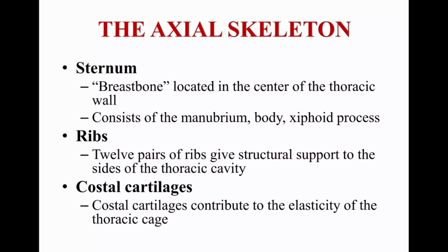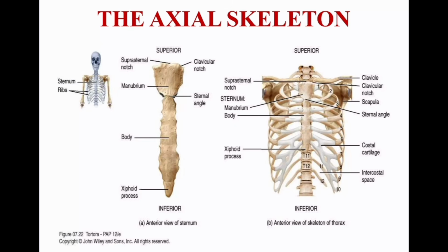Next is costal cartilage, which gives elasticity to the thoracic cage. This is the diagram of the axial skeletal system of the thoracic cage.